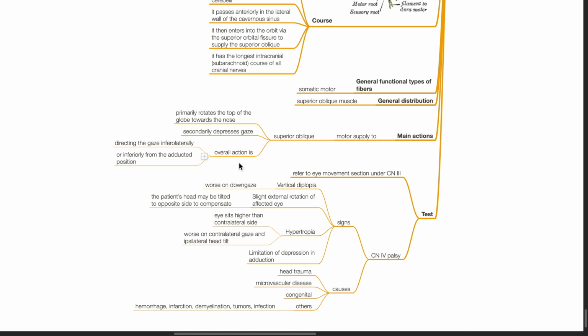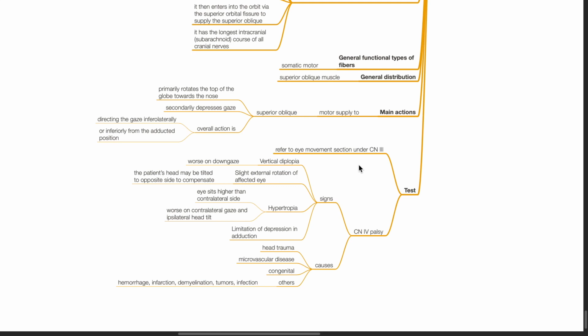Testing of cranial nerve 4. Refer to testing of eye movements under cranial nerve 3. Cranial nerve 4 palsy signs include vertical diplopia, worse on down gaze, and slight external rotation of the affected eye. The patient's head may be tilted to the opposite side to compensate. Hypertropia: the eye sits higher than the contralateral side. It is worse on contralateral gaze and ipsilateral head tilt. There is limitation of depression in adduction.